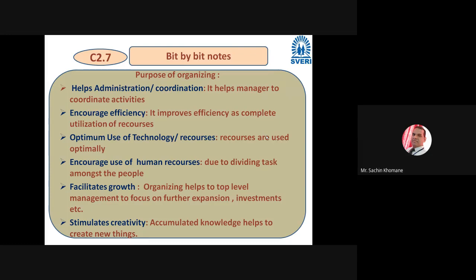The next one is optimum use of technology and resources. Resources are used optimally. How? Because you have given required resources only. As a manager, you grouped the tasks and allocated required resources only. For example, if 10 machines need 10 liters of coolant, you allocate that only, not more than that, right? So that's why people will use resources optimally, and even with technology, the same thing is there. The next one is encouraging use of human resources.